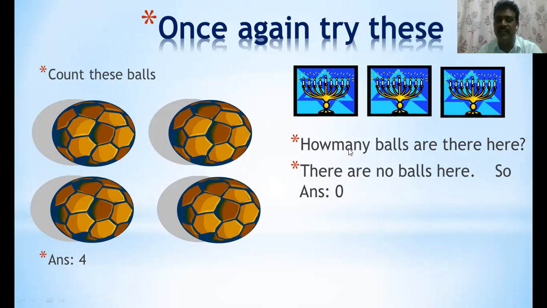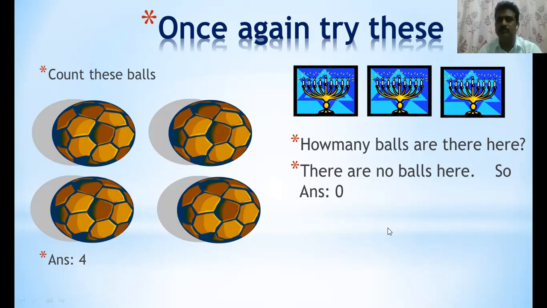If I ask, are there any balls? Then you can answer, there are no balls. But what I asked was, how many balls? That is why in these cases, if there are no balls, you have to say the answer is 0. This is the number we should use. Okay, children? This is the number we should use in this situation.